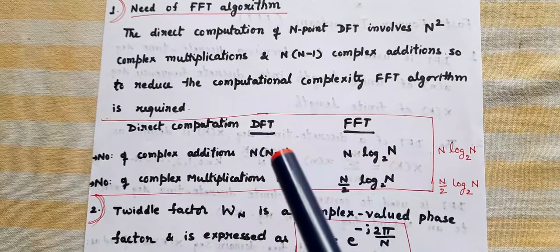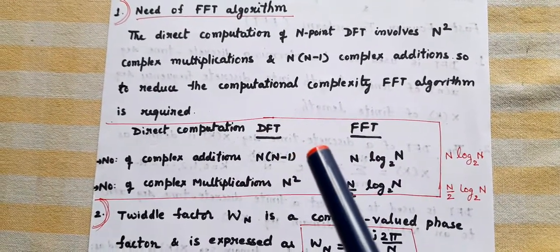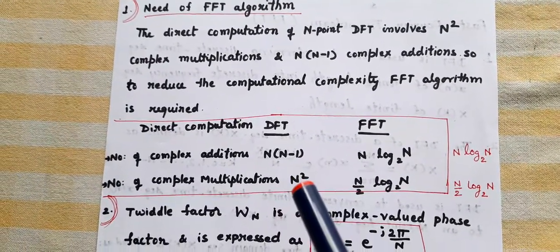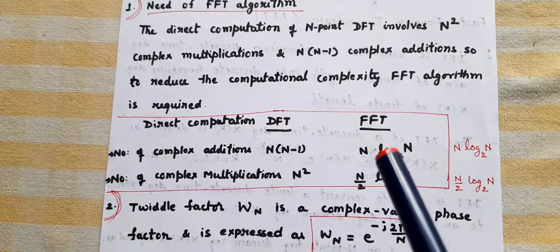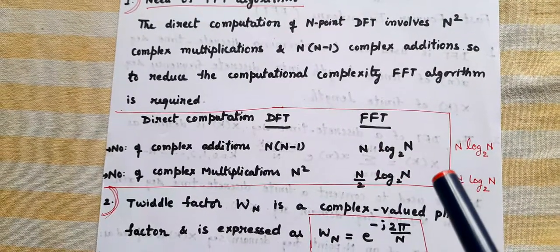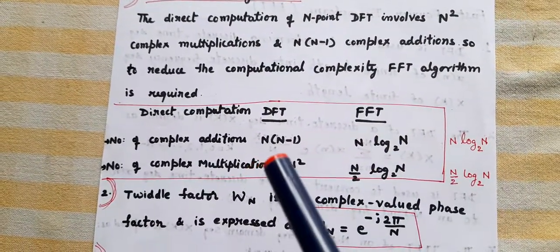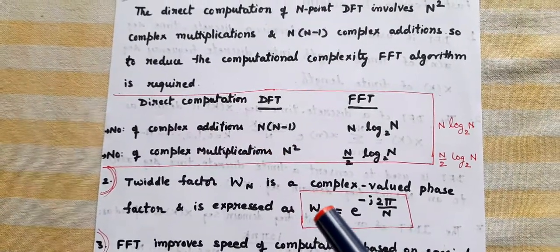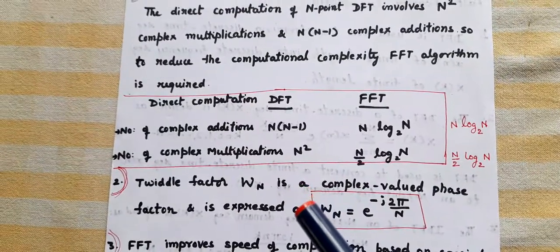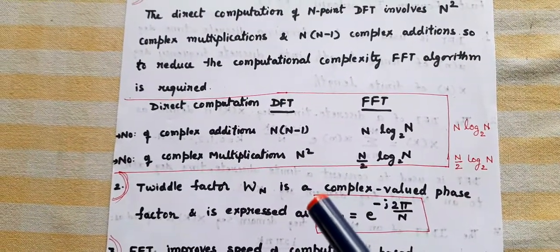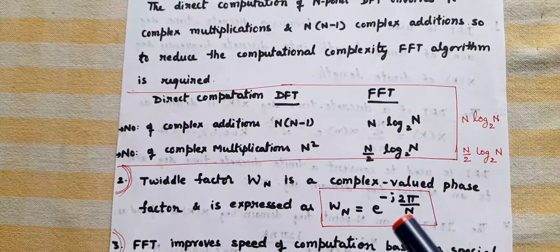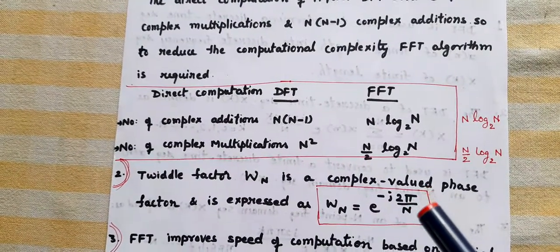By substituting n values as 4, 8, 16 and seeing what are the complex additions and multiplications required using direct DFT and FFT, we find that the complex additions and multiplications required in FFT are very less compared to direct DFT. What is Twiddle factor? Twiddle factor is denoted by Wn. It is a complex valued phase factor and is expressed as Wn is equal to e to the power minus j 2 pi by capital N.